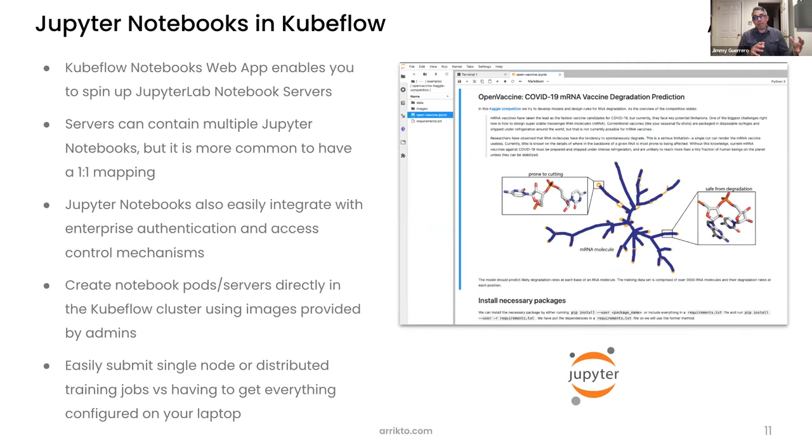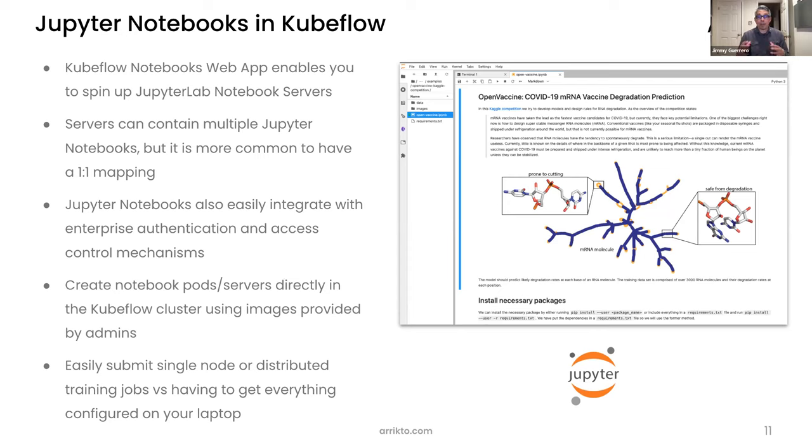Now, the first entry point that a lot of people get into after they install Kubeflow is they want to start either importing notebooks that they already have, or they want to start developing notebooks. Jupyter Labs tends to be one of the more popular choices when people use Kubeflow. So how Jupyter Labs manifests itself inside of Kubeflow is that there's a notebooks web app inside of Kubeflow that allows you to spin up Jupyter Lab notebook servers. And typically, there's a one-to-one mapping between a Jupyter notebook and a notebook server. It can support multiple, but the common practice here is a one-to-one mapping.